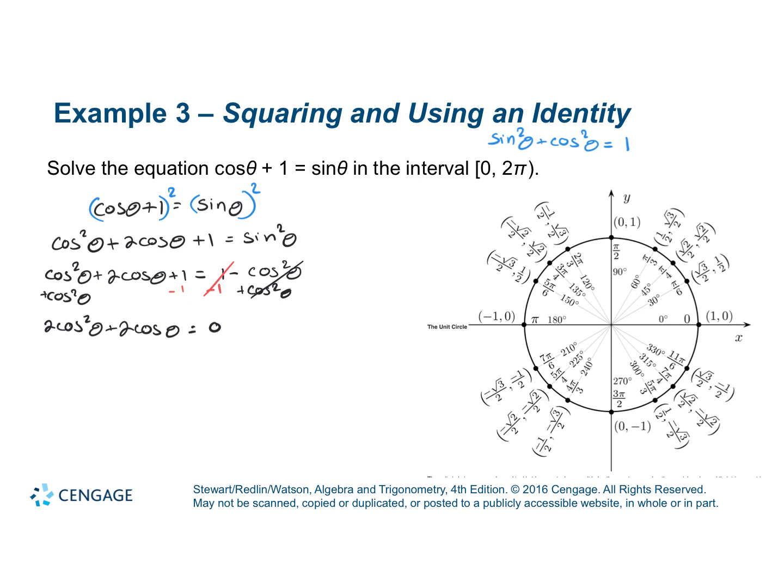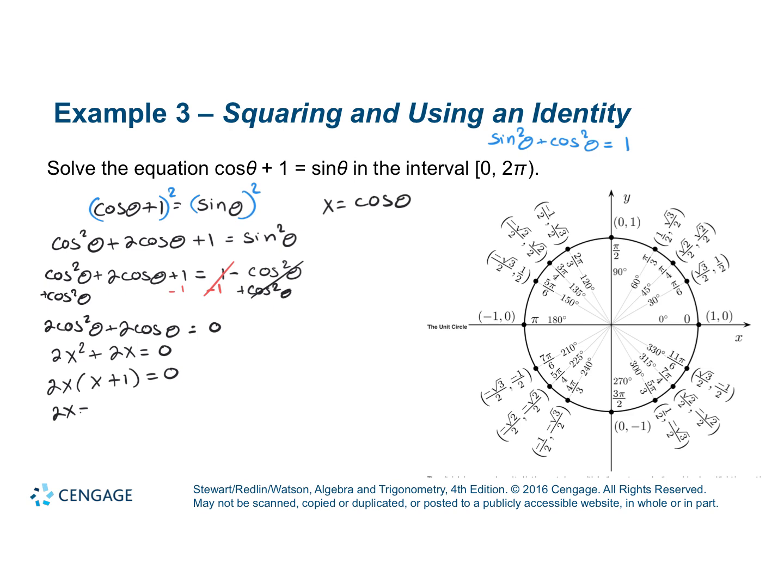Now I'm going to change the cosines to x. Just a substitution to make it easier to solve. So we're going to have 2x squared plus 2x is equal to 0. Now I'm going to take out the greatest common factor of 2x. So this will be left with x plus 1 is equal to 0.